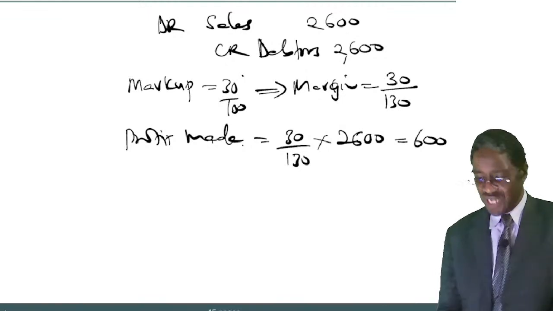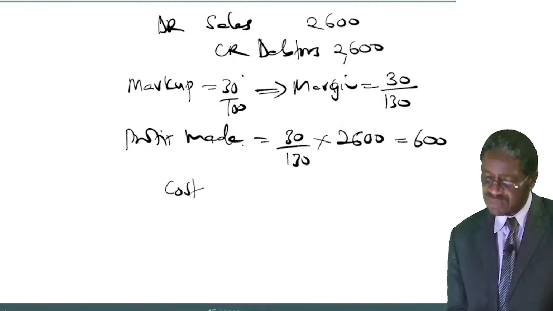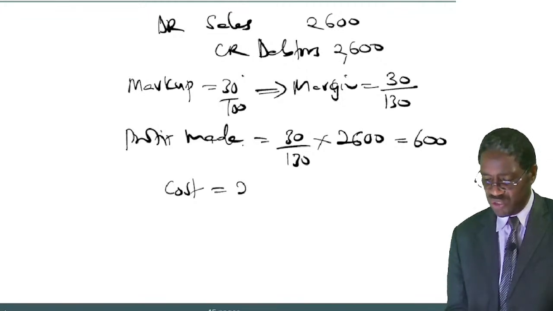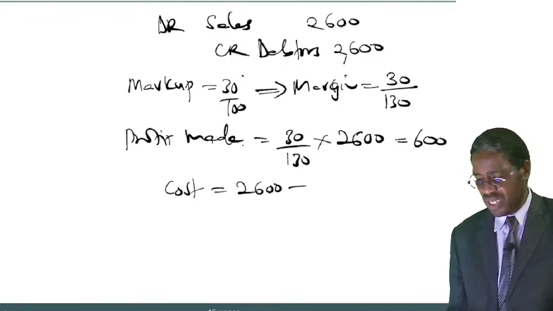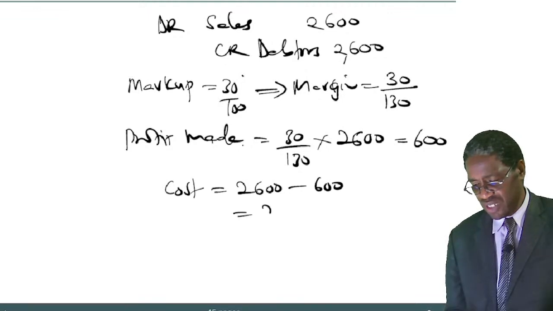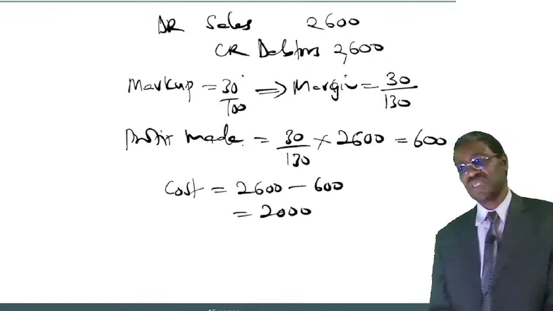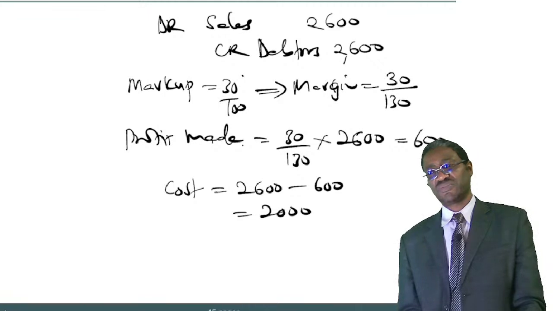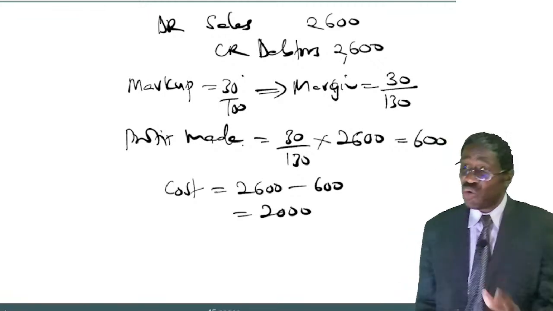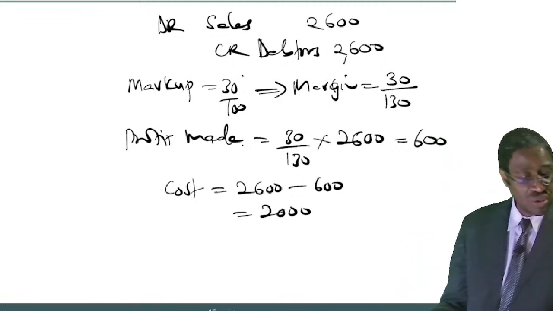Good. Now you can determine the cost. The cost would be 2,600 minus 600. That gives you 2,000. Now you know the cost. So use it to correct wherever went wrong.